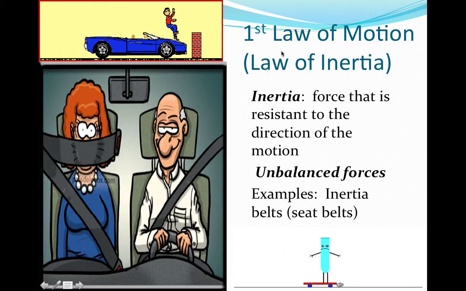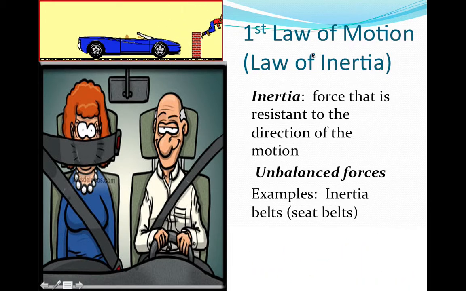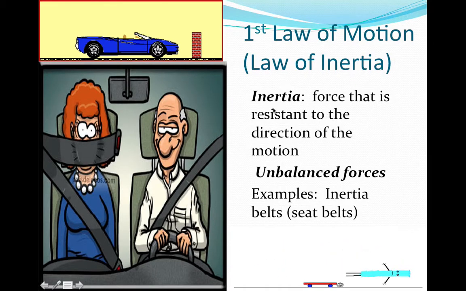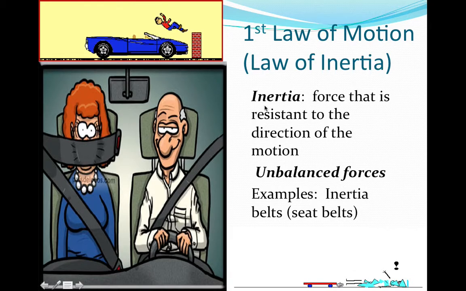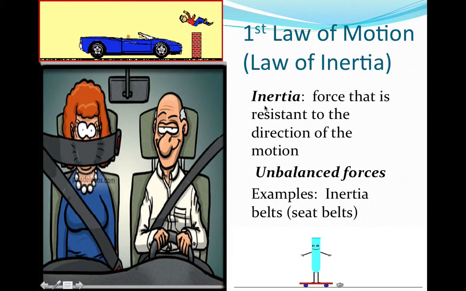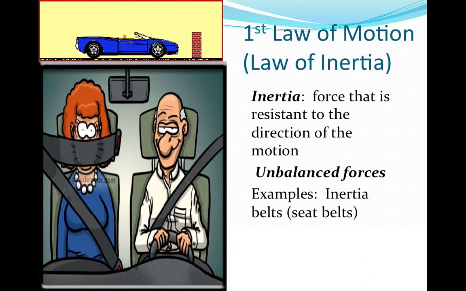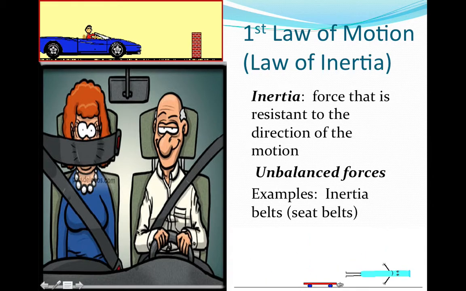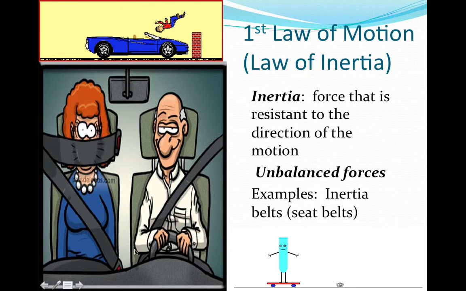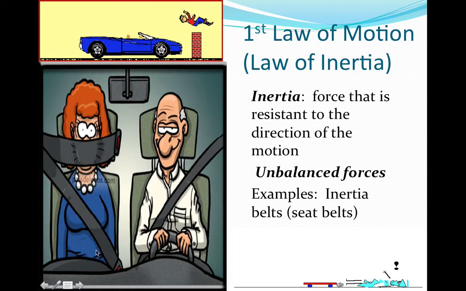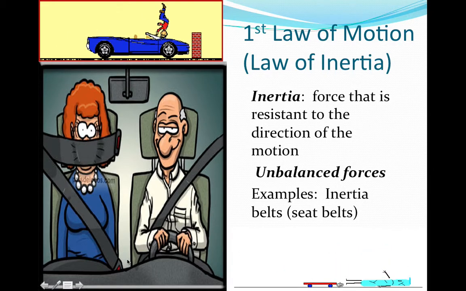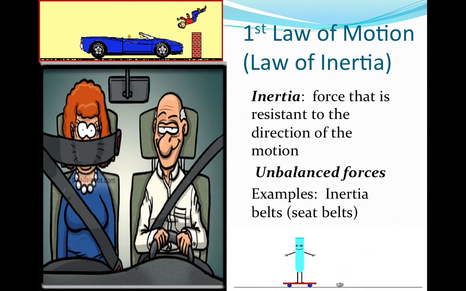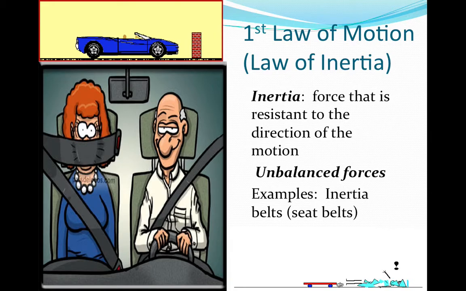The first law is called the law of inertia. And again, inertia is basically the force that is resistant to the direction of motion. A good way to put this are these seat belts this couple is wearing in their car. By having those seat belts on, and we'll call them inertia belts, basically it locks them in and prevents them from moving forward. So it's a force that is resistant.